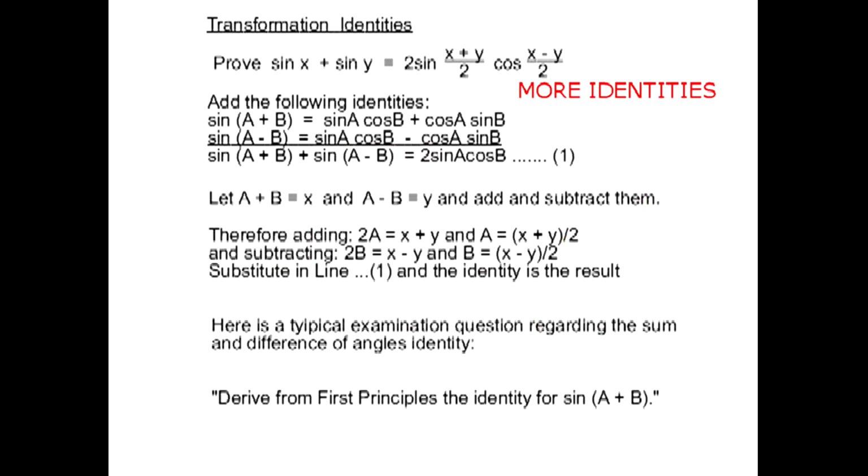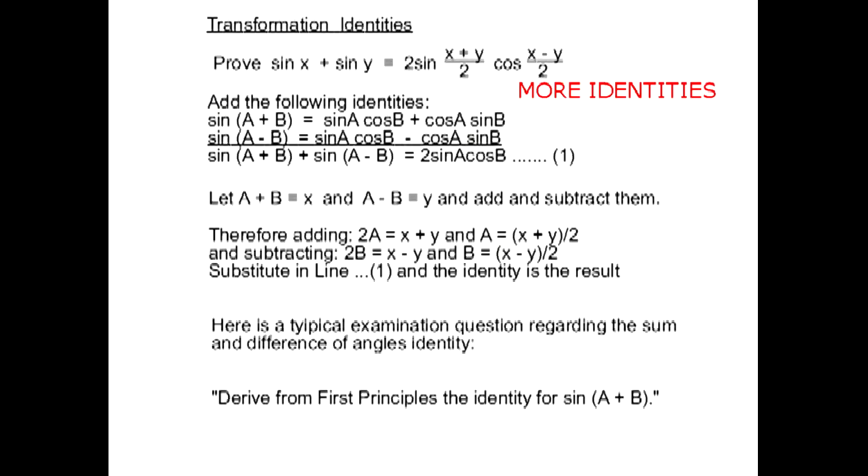The next set of identities are called transformation identities. Look at the screen and follow very carefully. The angles are X and Y. We want to prove the identity that the sine of X plus the sine of Y is equal to 2 times the sine of X plus Y divided by 2 times the cosine of X minus Y divided by 2.